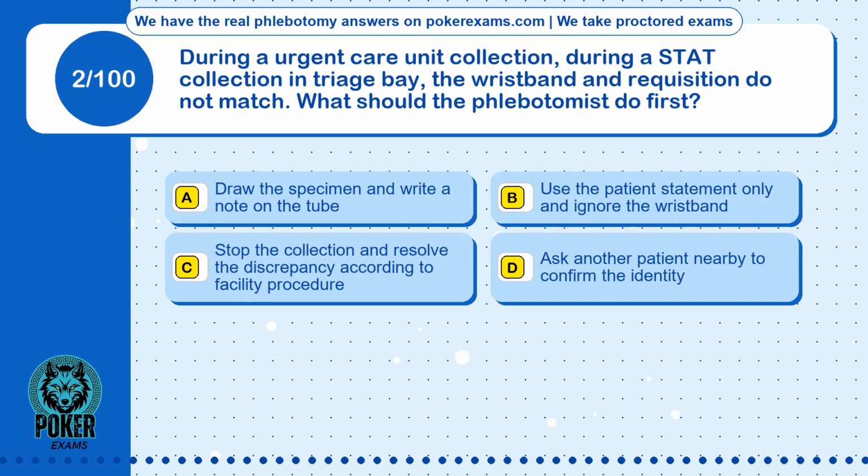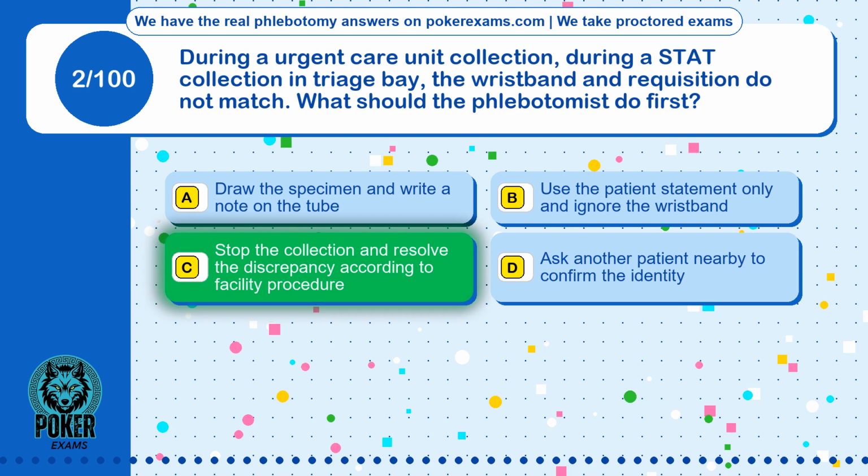Question 2. During a urgent care unit collection, during a stat collection in triage bay, the wristband and requisition do not match. What should the phlebotomist do first? Option A. Draw the specimen and write a note on the tube. Option B. Use the patient statement only and ignore the wristband. Option C. Stop the collection and resolve the discrepancy according to facility procedure. Option D. Ask another patient nearby to confirm the identity.